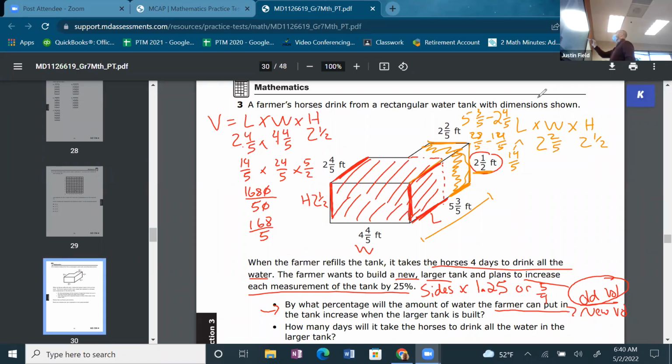We got 14/5, and then we're going to change this to 12 over 5, 5 over 2. All right. Let's multiply 14 times 12 times 5. 840 over 50. Cancel the zeros, 84 over 5. So now we're going to take those two numbers, 168 over 5 plus 84 over 5.